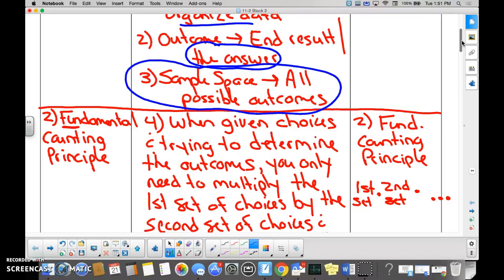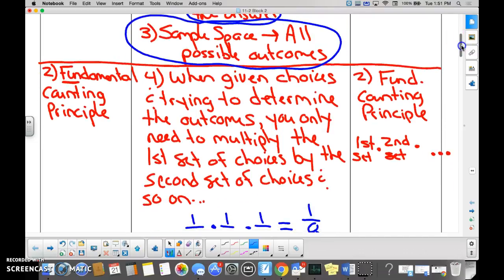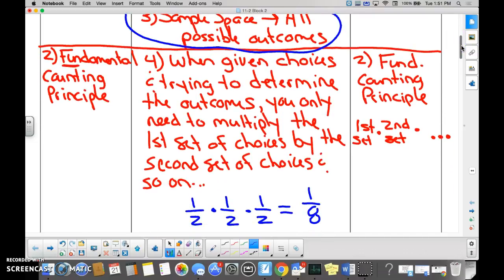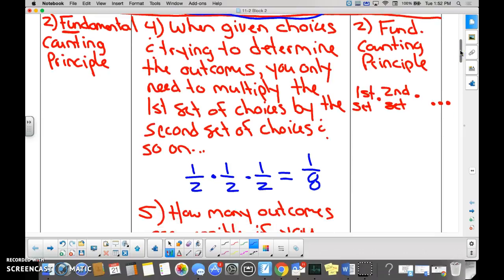Abarami? You multiply the first set times second set and so on. Good. And it says right there in the cheat sheet. The fundamental counting principle, you take the first set, you multiply it by the second set of results, by the third set of results, and so on. So if I'm flipping a coin, what are the number of possibilities on a coin flip?